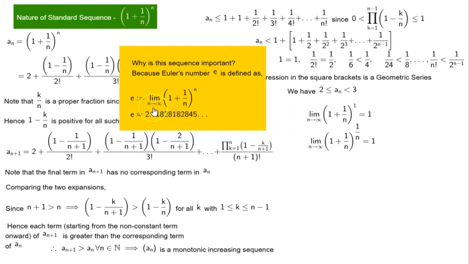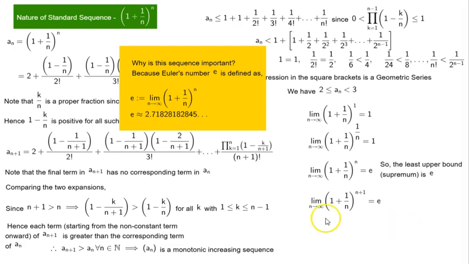So since e is defined as the limit as n goes to infinity of (1 + 1/n)^n equal to e, it means the least upper bound or supremum is e. So here 3 was our upper bound, but e is the least upper bound.